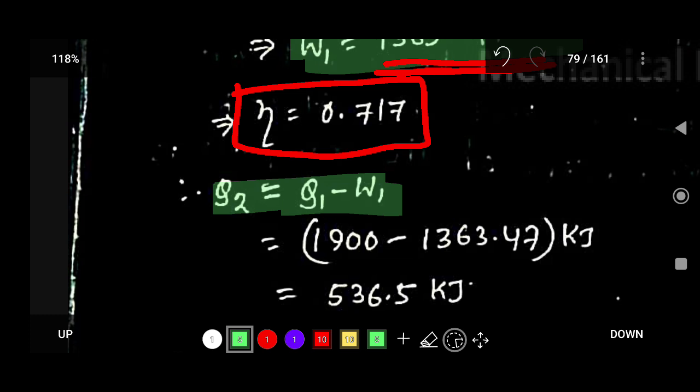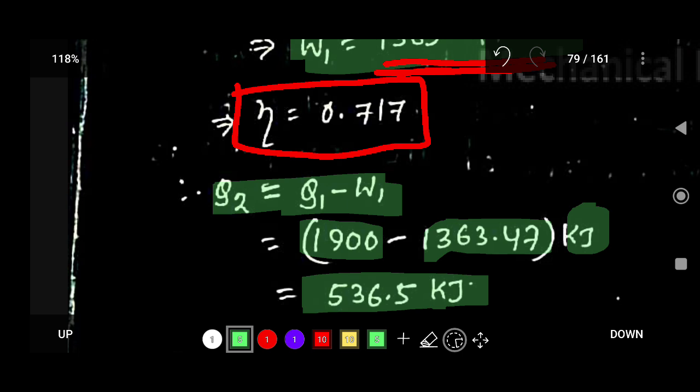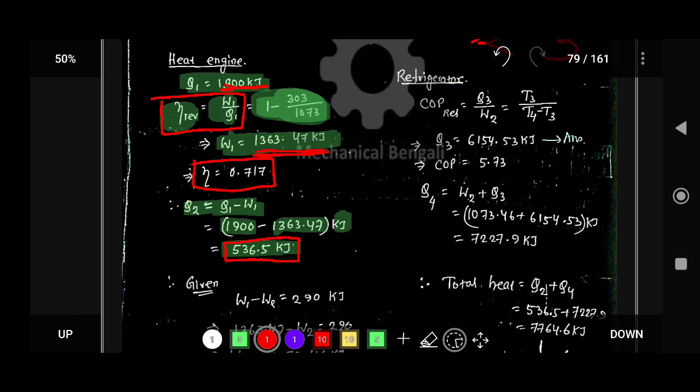So what is Q1? That is 1900, minus what is W1, that is 1363.47 kilojoule. So from here you can get Q2, that is equal to 536.5 kilojoule.